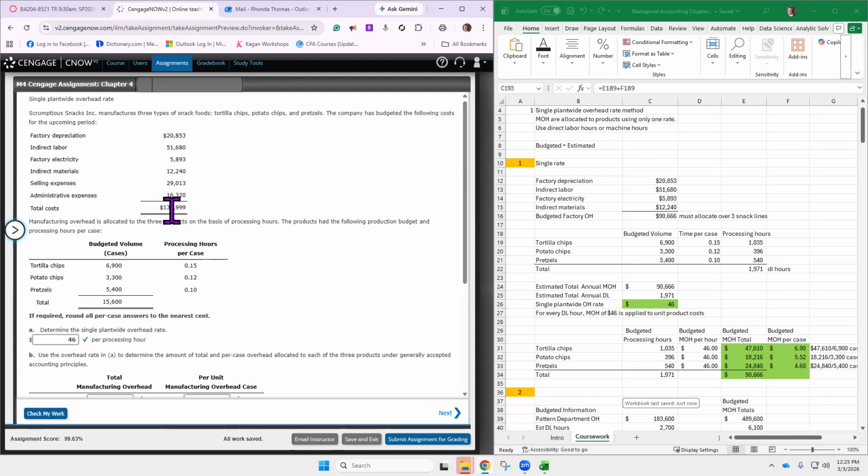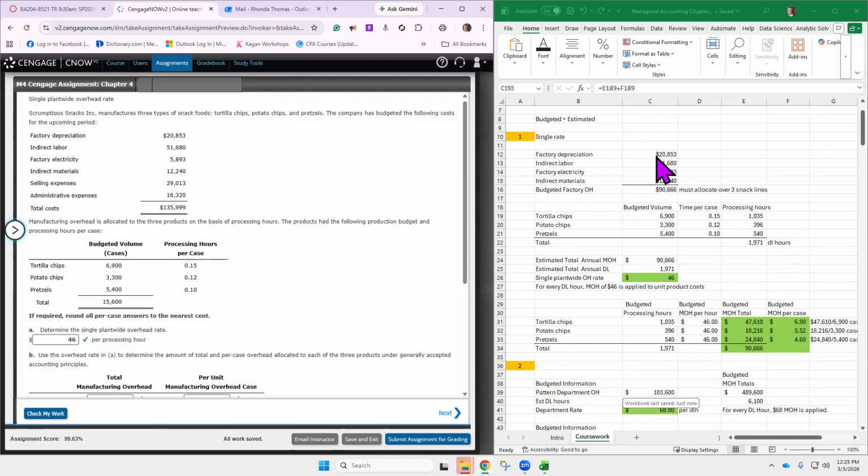Here is their list of total costs. Notice the first 4 are overhead. Selling and admin are period costs, so you would want to eliminate those in your total. Over here on the right, I have all 4 of those added together, so I've got my total amount to allocate of $90,666, and that must be allocated over the 3 snack lines.